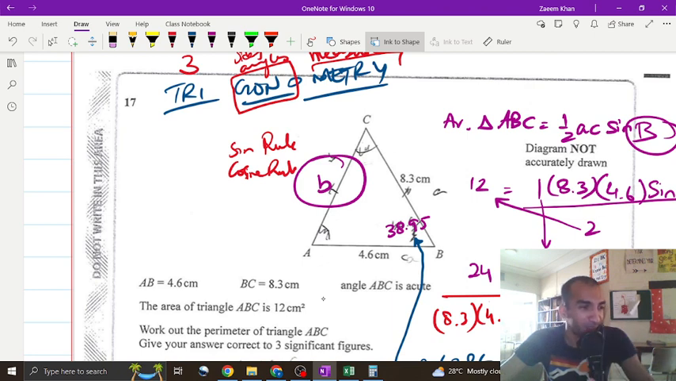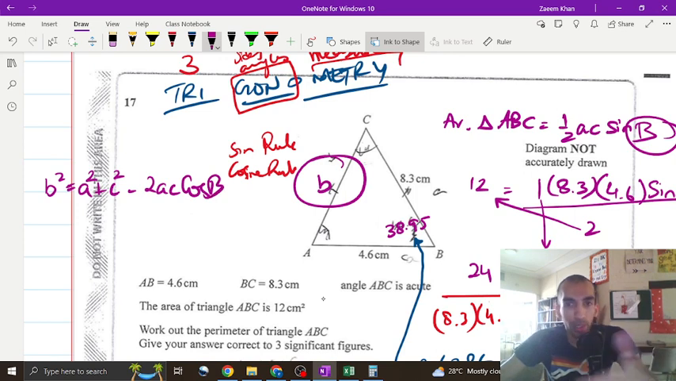Now, if we were to start all over again, we need to find the length of side B. B squared is equal to... A squared plus C squared minus 2AC cos B. Beautiful. Can you just plug in those values and give me the answer for B squared?